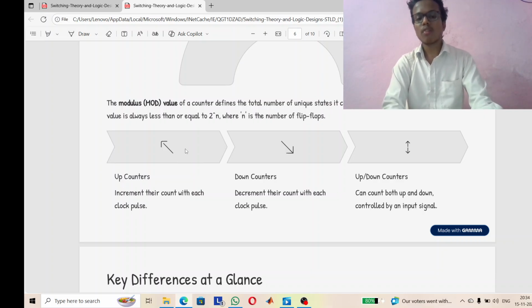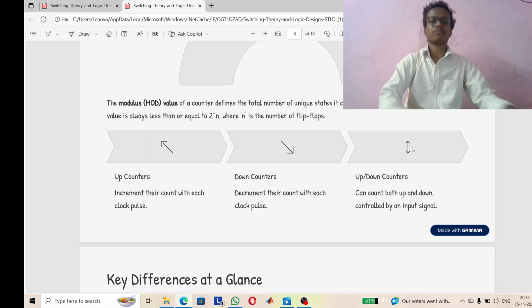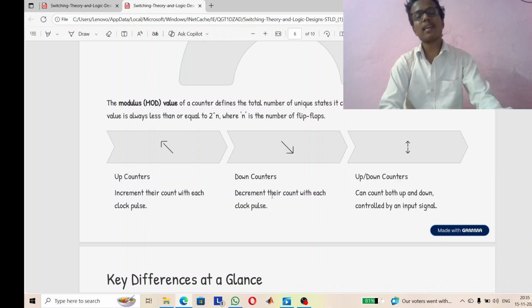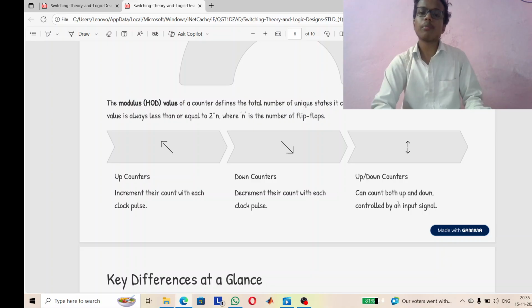See the directions. The up counter is in the up direction. The down counter is going down. The up-down counter is both an up counter and a down counter, as the arrow marker shows. Up counters increment their count with each clock pulse. Down counters decrement their count with each clock pulse. Up-down counters count both up and down, controlled by an input signal.